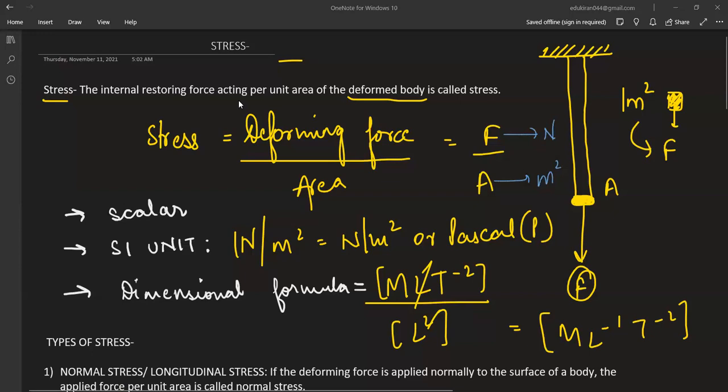Sorry, what? Ma'am, is it like a reaction force to the deforming force? No, it's not a reaction force. The stress is not a reaction force. Stress is the pressure that is being created because of the deforming force. The pressure that the deforming force is creating to pull the object to cause the deformity. That pressure is called stress specifically.